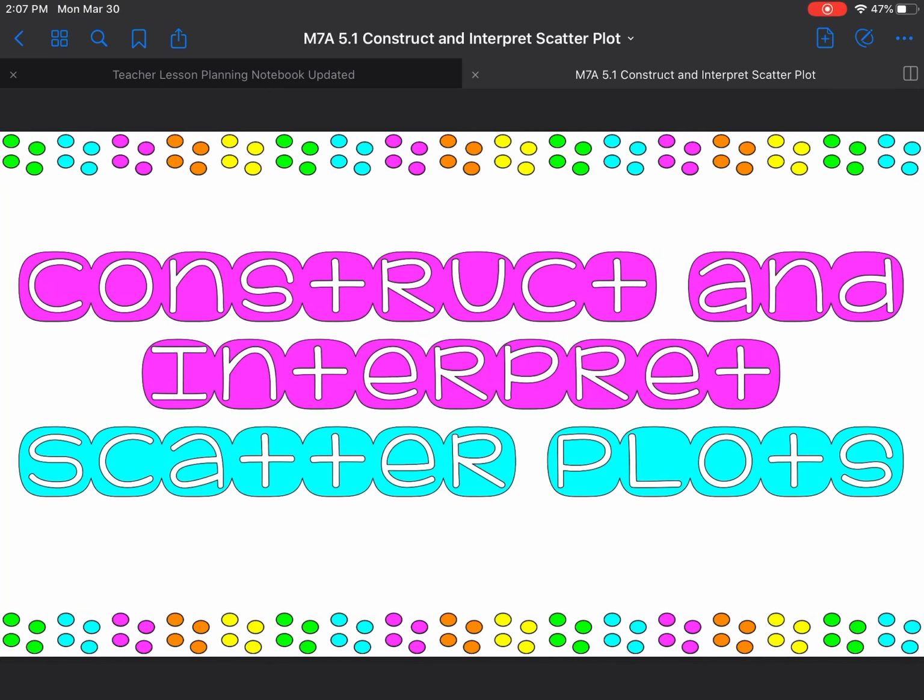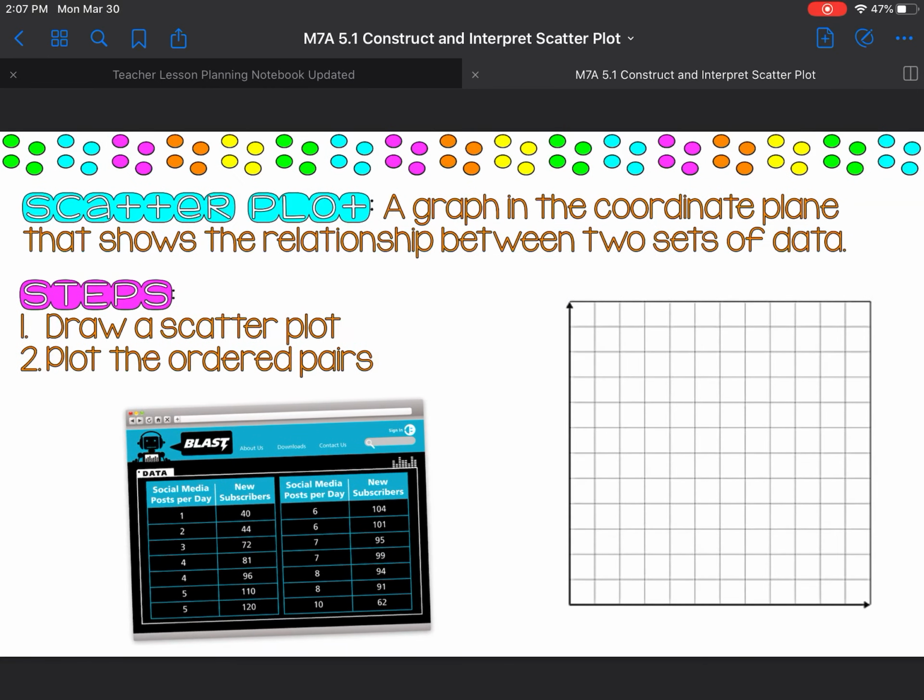So let's go ahead and start this lesson by defining what is a scatter plot. A scatter plot is a graph in the coordinate plane that shows the relationship between two sets of data. So if you have two sets of data and numbers, you can make a scatter plot. It's super easy to make a scatter plot. You just have two steps. The first step, draw a scatter plot, which we already have here. The second step, plot the ordered pairs.